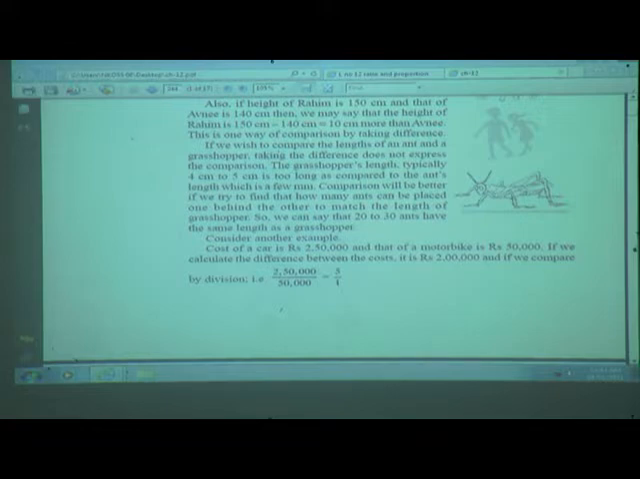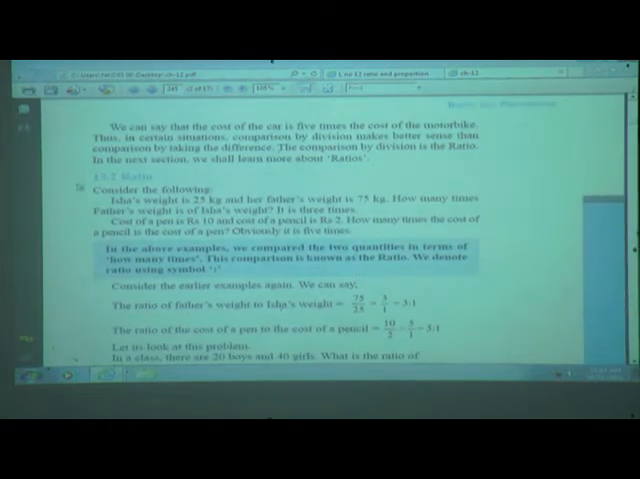And now we will compare this by division. So 2,50,000 divided by 50,000. 50,000 fives are 2,50,000. We got 5 upon 1. We can say that the cost of the car is 5 times the cost of the motorbike. So in this example, we have used the division method and compared the quantities.